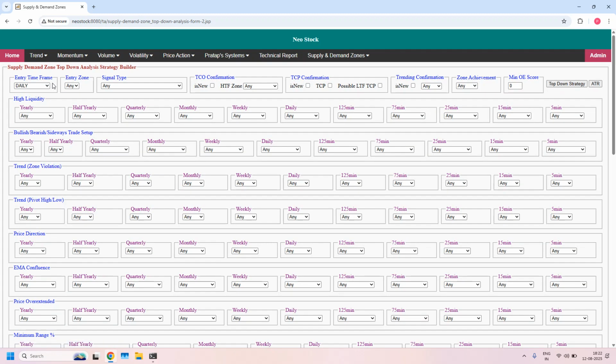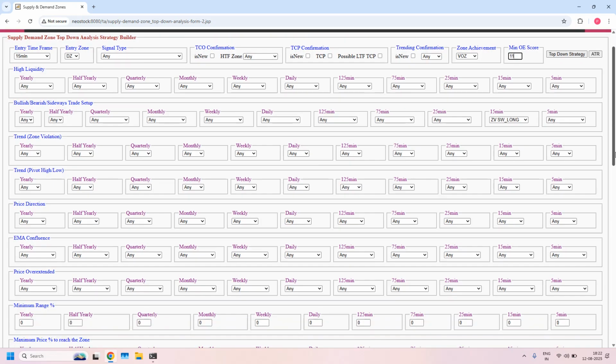Okay, for daily income trade, entry time frame is 15 minutes. Entry zone is demand zone for sideways long trade setup, and also bullish bearish sideways trade setup at entry time frame 15 minutes. I am selecting sideways long. Zone achievement violated opposing zone. Minimum odd enhancer score should be 11 for sideways. And also third filter, 15 minutes demand zone should not be pierced.